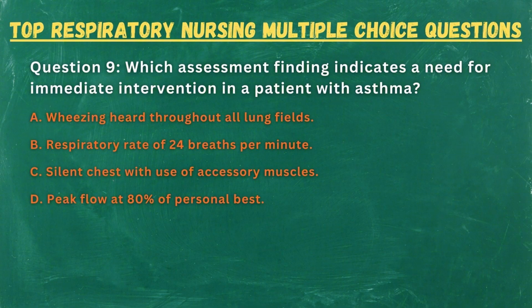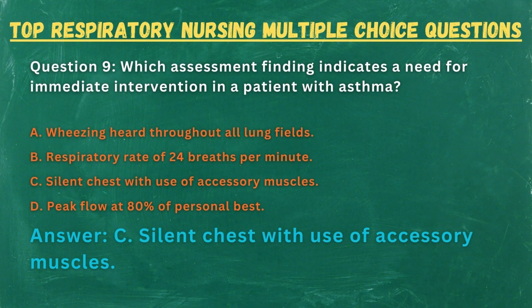Question 9. Which assessment finding indicates a need for immediate intervention in a patient with asthma? A. Wheezing heard throughout all lung fields. B. Respiratory rate of 24 breaths per minute. C. Silent chest with use of accessory muscles. D. Peak flow at 80% of personal best. Answer. C. Silent chest with use of accessory muscles.